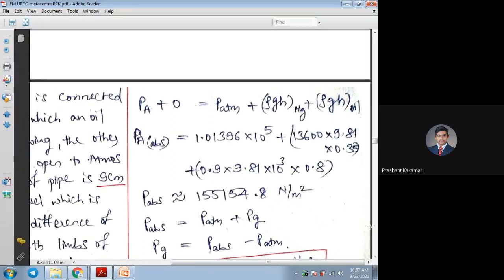So check this substitution and check the answer.